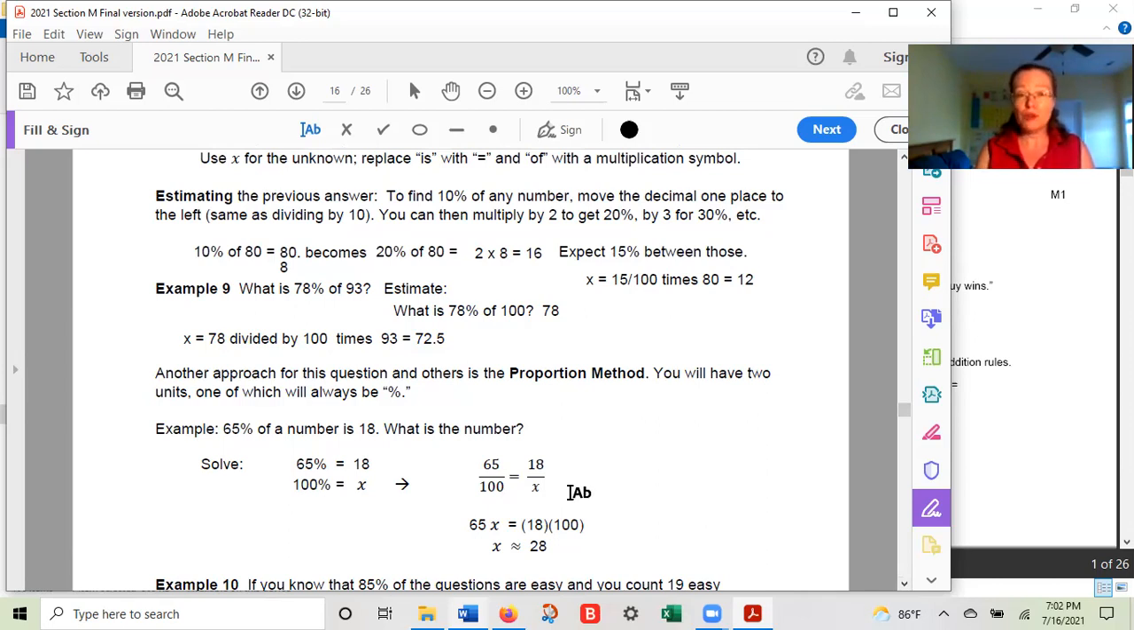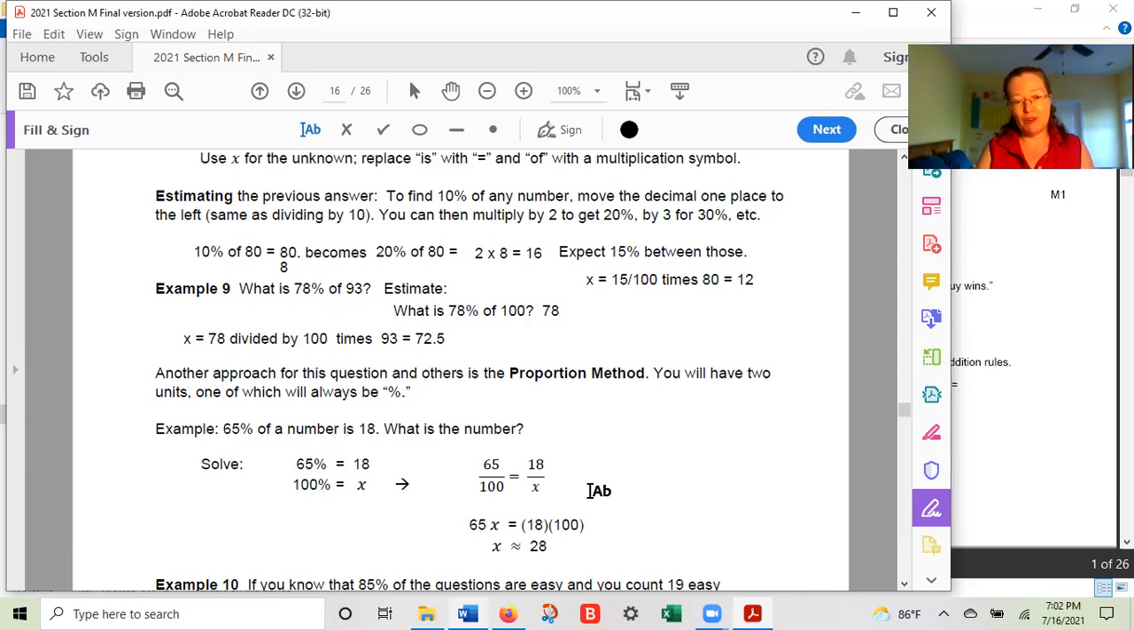We can cross multiply to solve. So 65 times x is the same as 18 times 100. My x value ends up being approximately 28. So 65% of a number is 18. That number is 28.